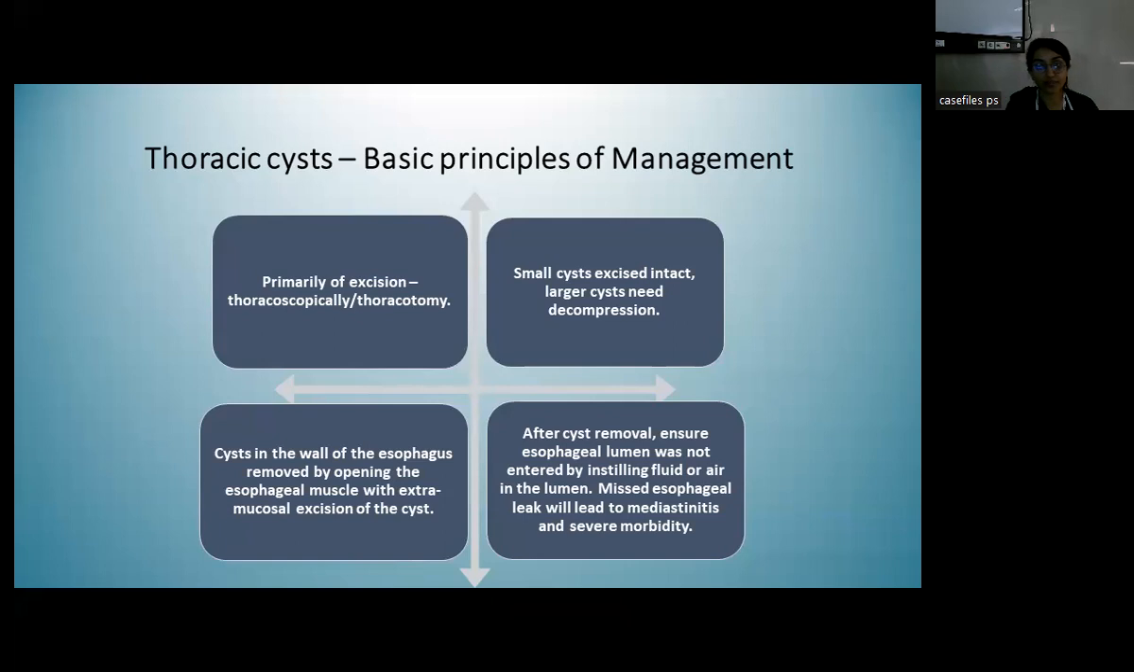After cyst removal, it is mandatory that we check that the esophageal lumen is not entered by instilling either fluid or air in the lumen, because a missed esophageal leak will lead to mediastinitis and would cause severe morbidity for the patient.